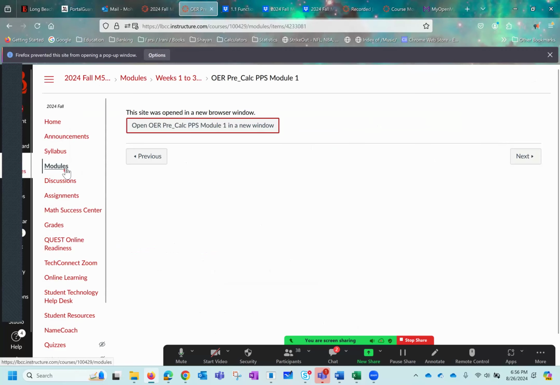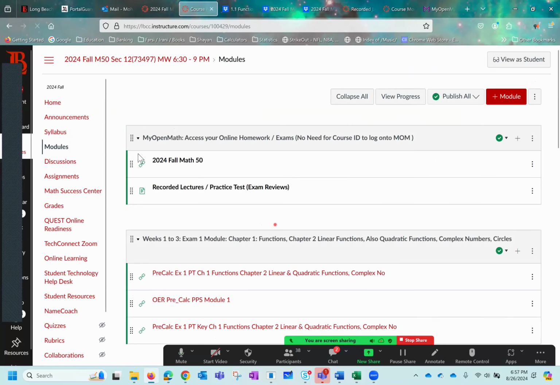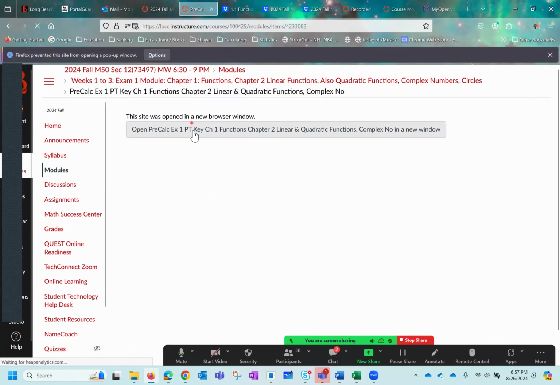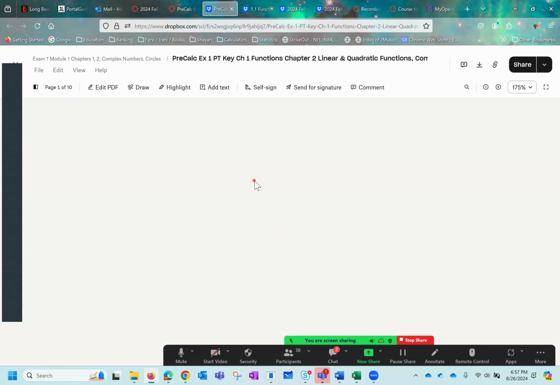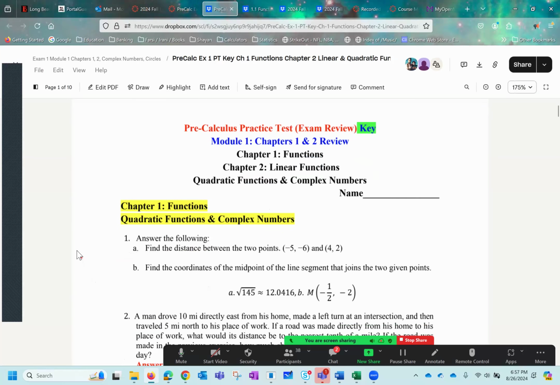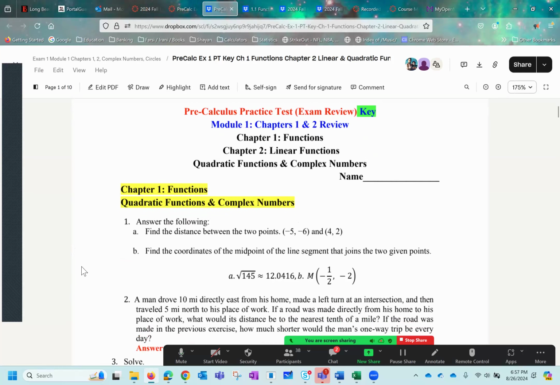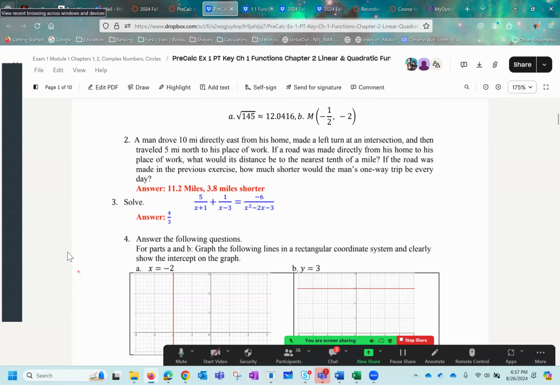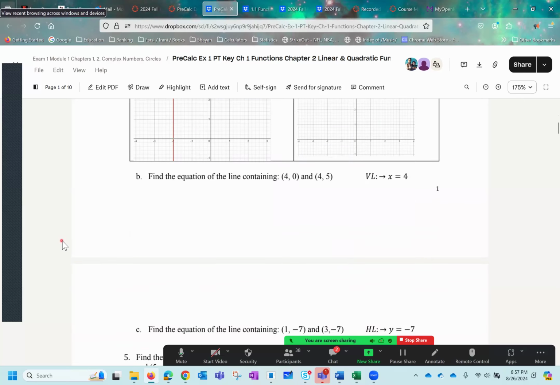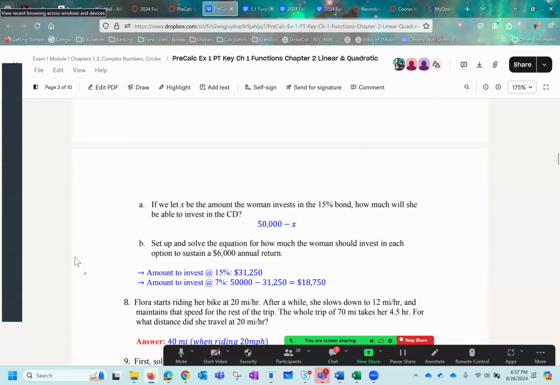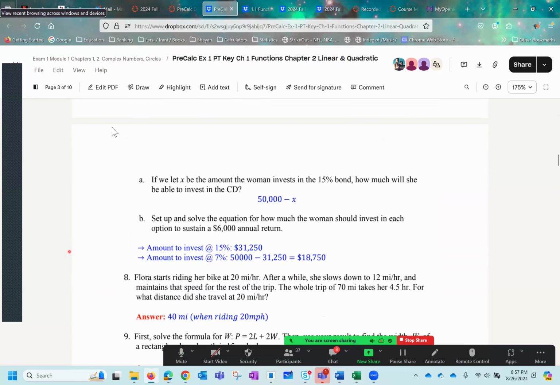Going back to the modules. In module 1, first we had the practice test, then we had the PowerPoints, and this one is the key to the practice test. So we have the practice test, and we also have the key, everybody. In some instances, it's a little bit more than a key, with a more detailed solution, okay?